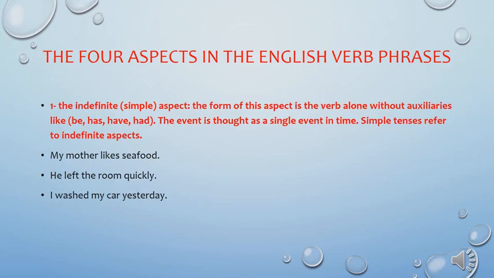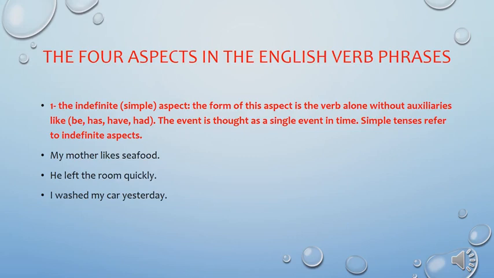Another reason for saying that it is the indefinite or the simple aspect is that the tense of this sentence is present simple tense. That is why the verb is in the indefinite or the simple aspect, because we have a present simple tense. So we have two reasons for saying that the aspect of the verb likes is the indefinite or the simple aspect. First, because the verb is alone without any auxiliary, it is not preceded by any auxiliary. And second, because the tense of this sentence is present simple tense.